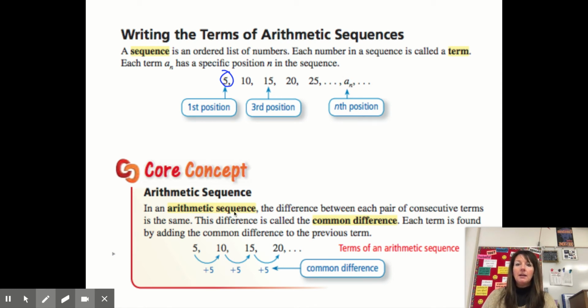So when we're looking at this, we're looking at a common difference between the numbers. So between 5 and 10 is adding 5, 10 and 15 adding 5, 15 and 20 adding 5. And so the difference between the terms is constant. So there's this constant rate of change happening. That's how we know that it's an arithmetic sequence.